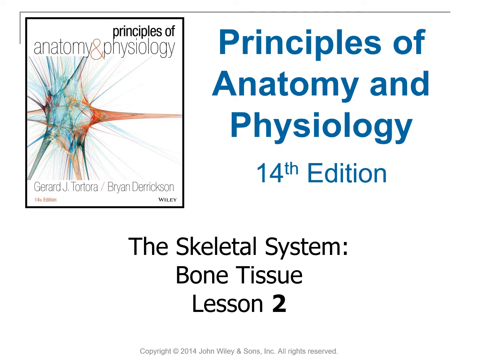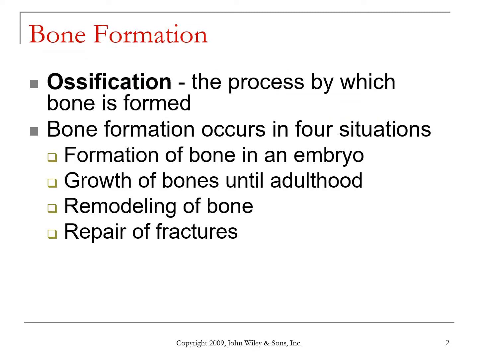Here in lesson 2 on the skeletal system and bone tissue, we will conclude by looking at the process of bone formation, followed by bone remodeling or changes throughout life, as well as the factors required for bone growth and development, and as usual, conclude with the effects of aging on bone tissue. Let's move on to describe how bone tissue is formed.